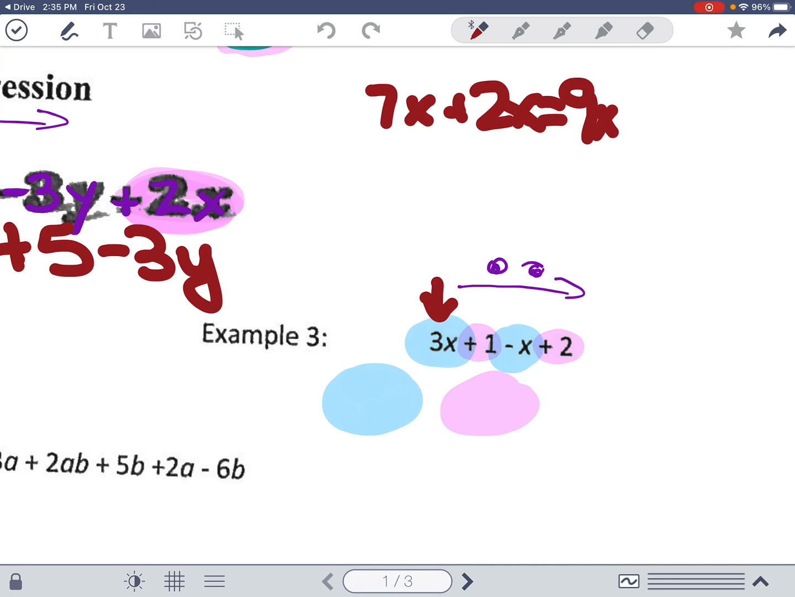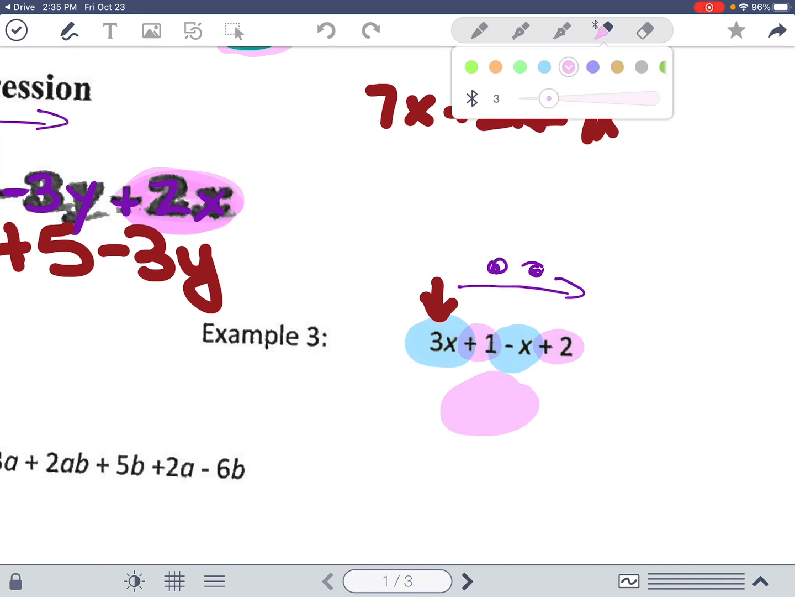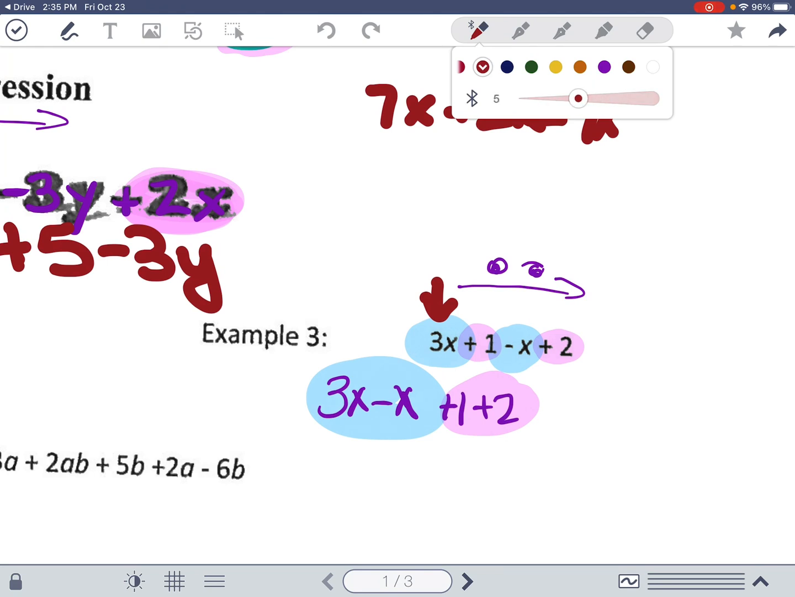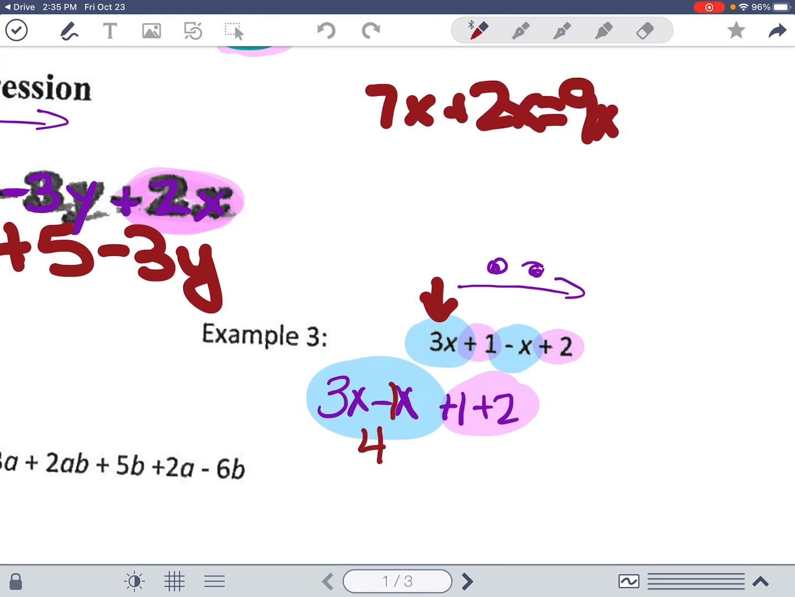So I've got 3x, plus, nope, take that back. Hang on one second here, let me get situated again. I got 3x, take away x in blue, and in pink I have 1 plus 2. That's a positive one. So when I combine these two in blue, I put in my invisible 1, and that leaves me 2x. And when I combine a positive 1 and a positive 2, I get a positive 3. So that is my final answer when I simplify this expression.